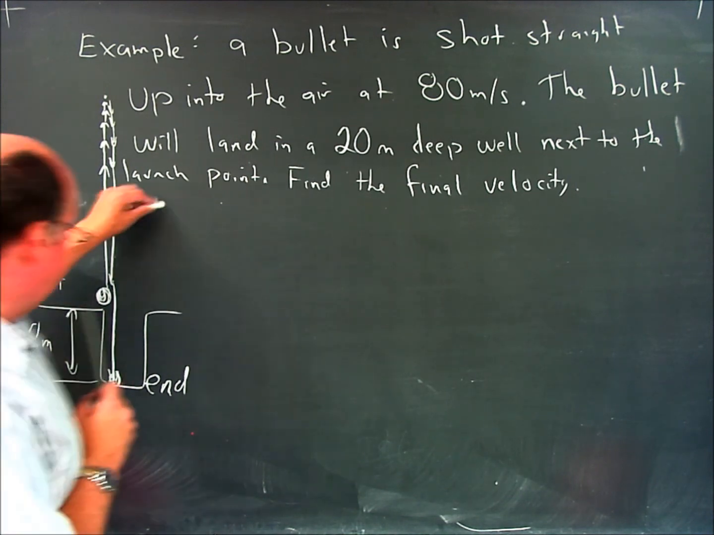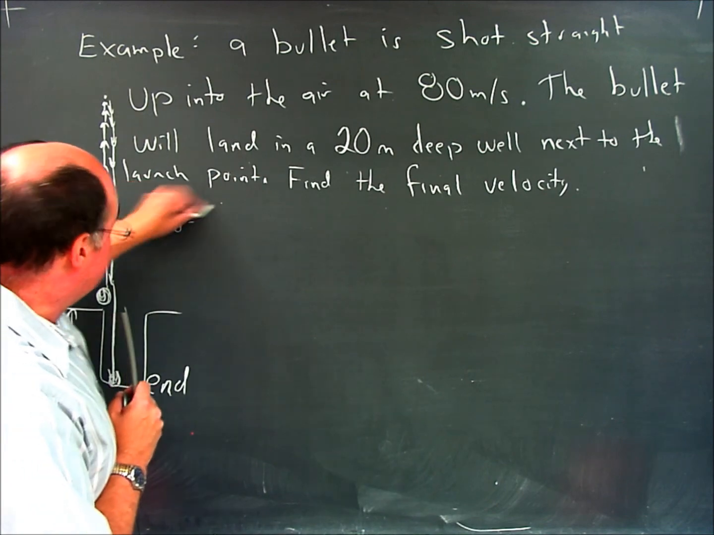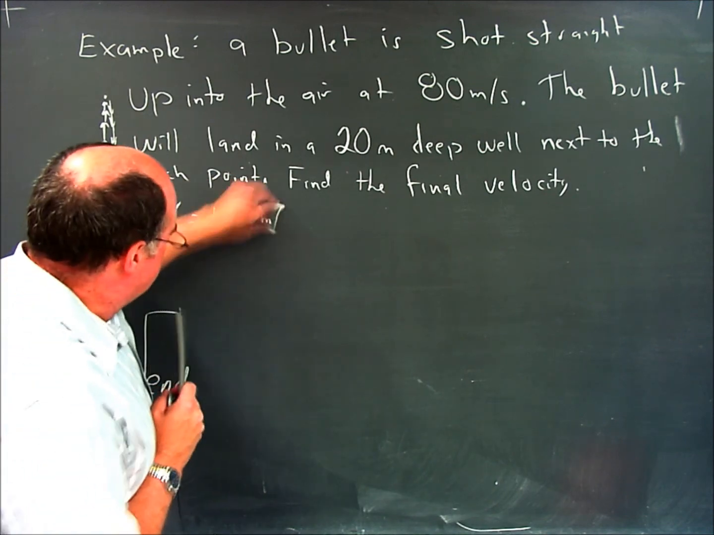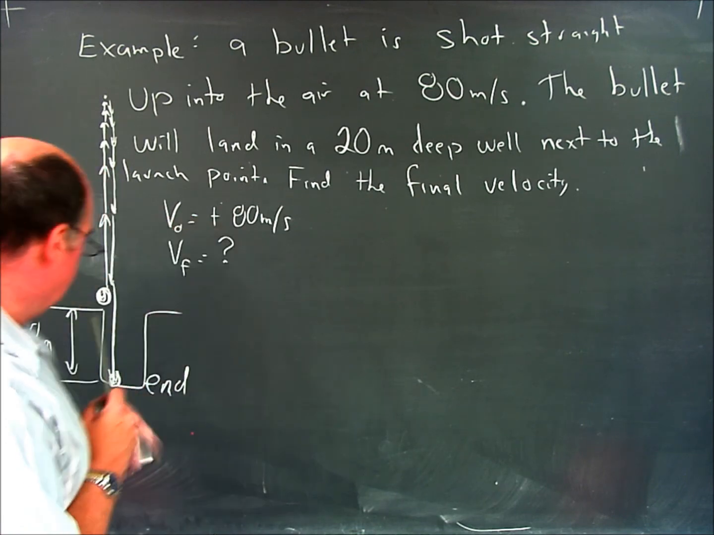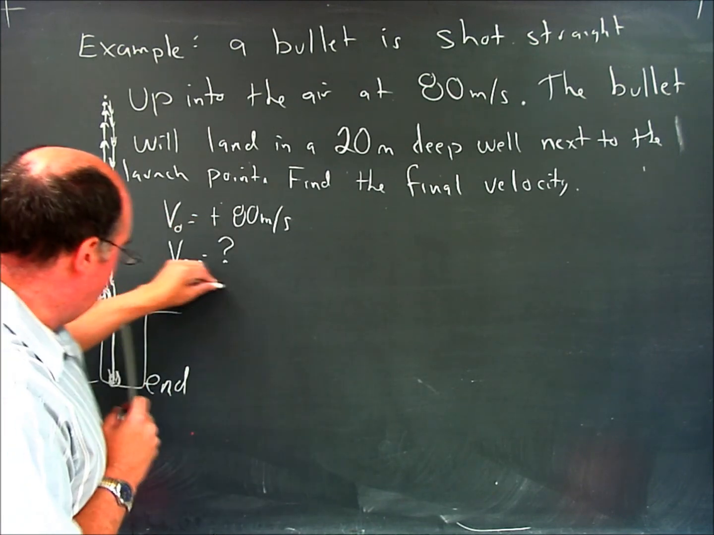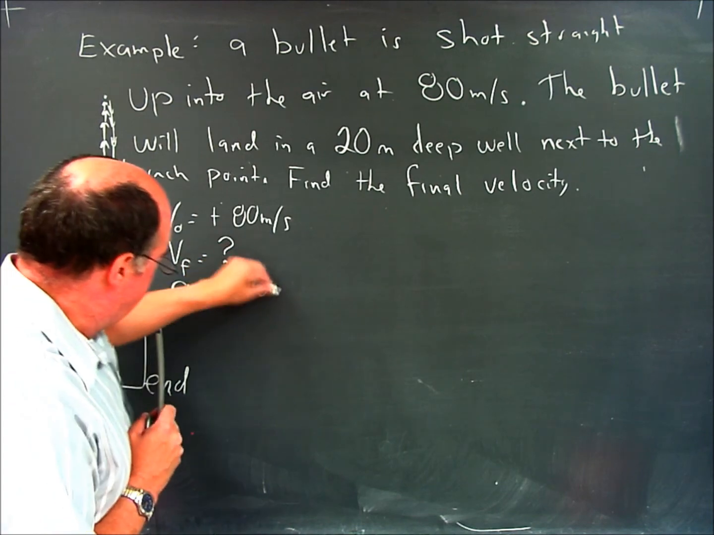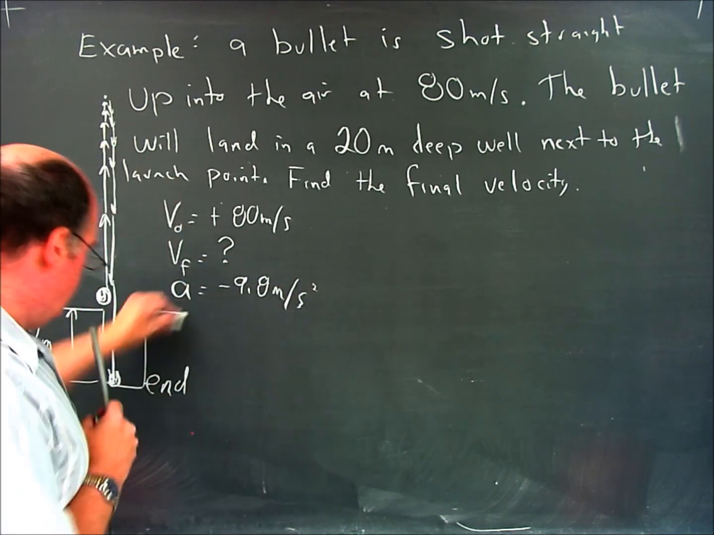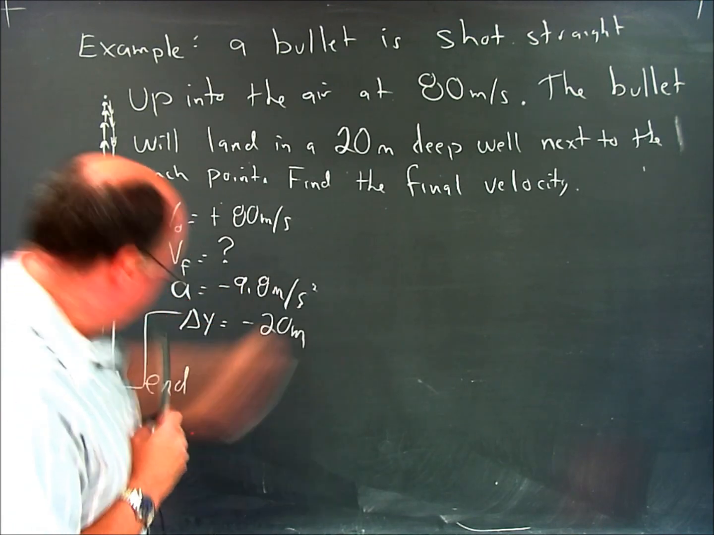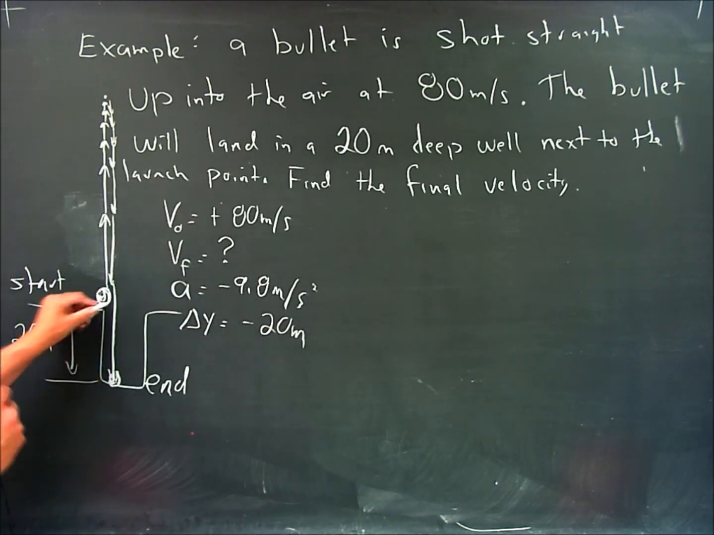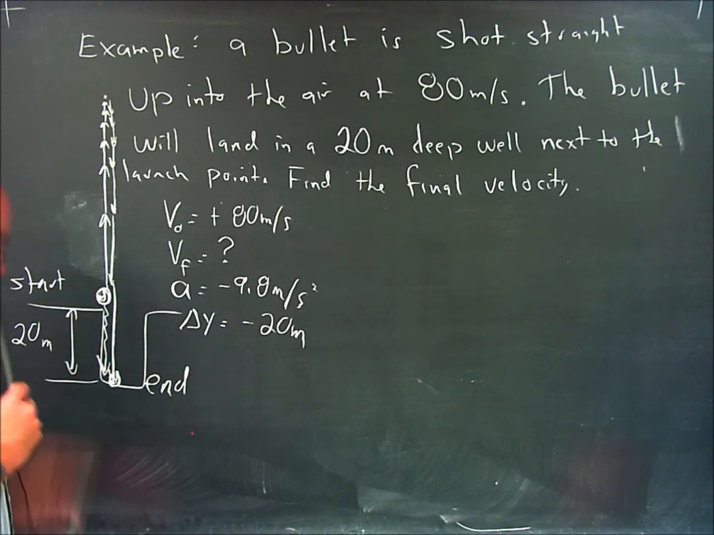So what you can do is write out the givens. The initial velocity is plus 80 meters per second. The final velocity is what we're looking for. The acceleration due to gravity is negative 9.8. And the delta y is going to be negative 20. See, we're starting here, we're ending here, so we're only concerned about going down 20.